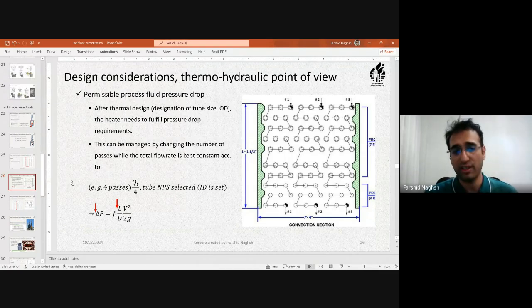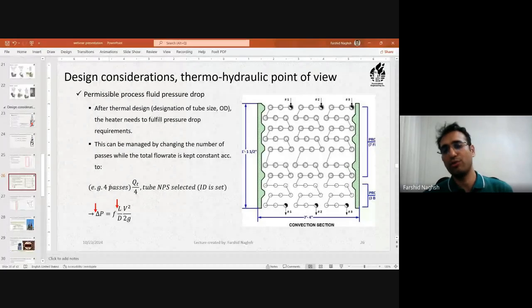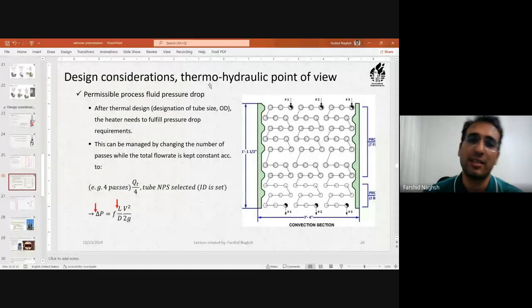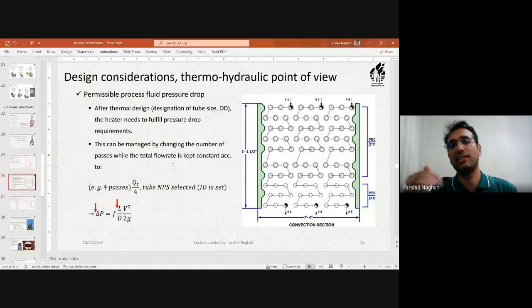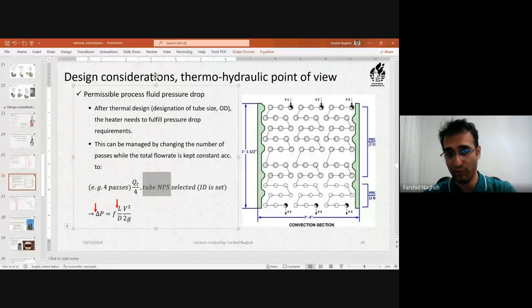In conclusion, if you have a properly designed heater, you will solve the problem of hydraulic pressure drops by increasing the number of passes, and you won't need to change the nominal pipe size.